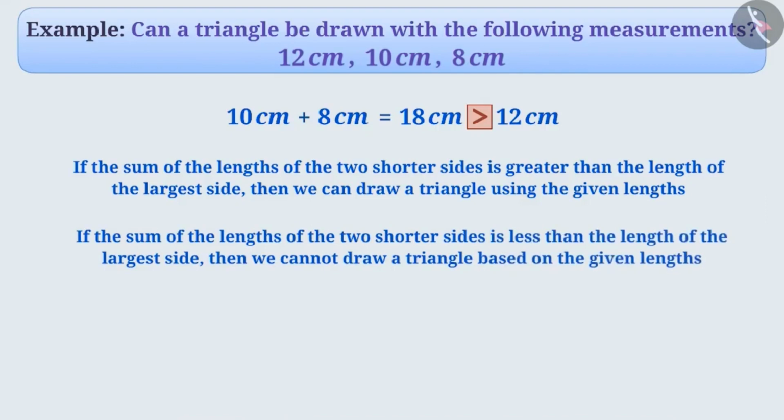Like here, we can see that the sum of the lengths of the two shorter sides, 10 cm plus 8 cm, is equal to 18 cm, and the largest side is 12 cm. Since 18 cm is greater than 12 cm, we can say that a triangle can be formed with the lengths 12 cm, 10 cm, and 8 cm.